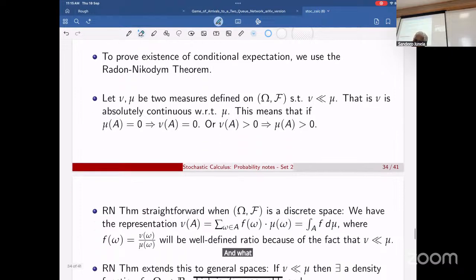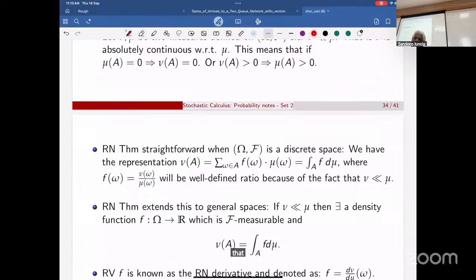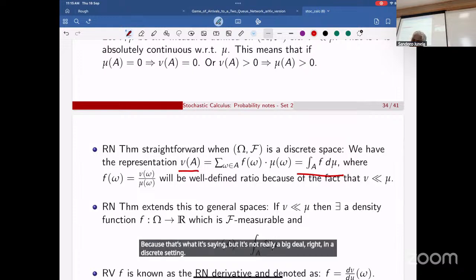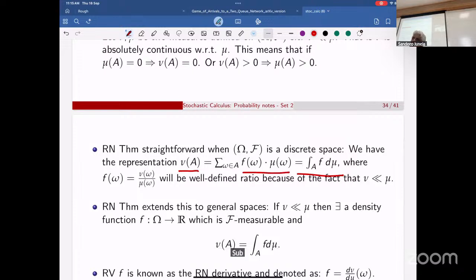And what the Radon-Nikodym theorem says is that whenever nu is absolutely continuous with respect to mu, there's a density function f, a random variable, so that nu of A is equal to the integral over A of f d mu. That's what it's saying. But it's not really a big deal in a discrete setting. All we are saying is that we can write nu of A as the summation of f of omega times mu of omega. We can do that because f of omega is just nu of omega divided by mu of omega. We're just dividing by mu of omega and multiplying by mu of omega.